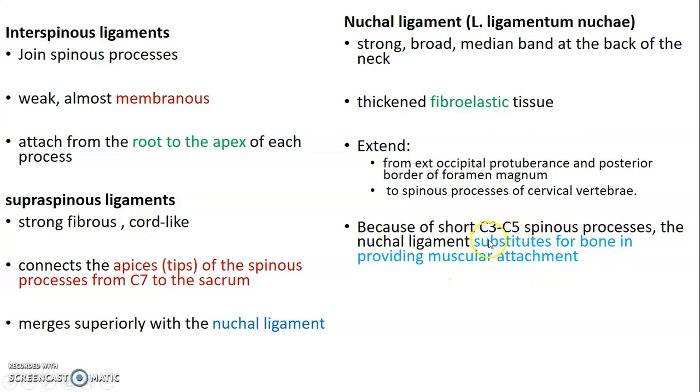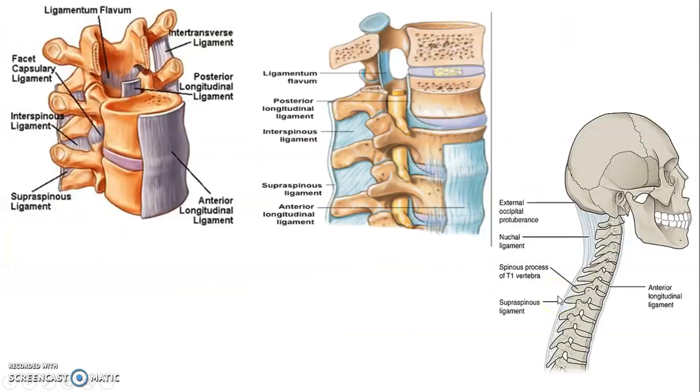So it helps in muscle attachment. Remember, C3 to C5 have short spinous processes. So again, this is just to show you the intertransverse ligament between transverse processes, the interspinous from the root to the apices of the spinous processes. Then this is supraspinous, and above C7, you form your nuchal ligament, extending from the external occipital protuberance downwards to the posterior margin of the foramen magnum up to C1 to C7.